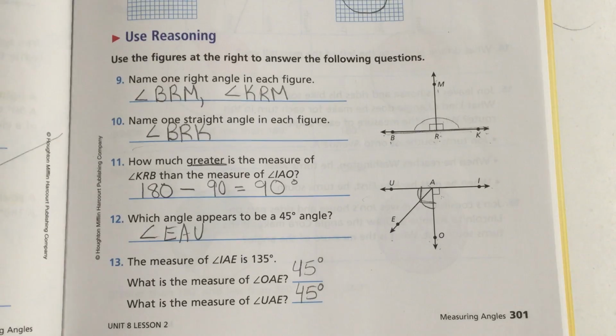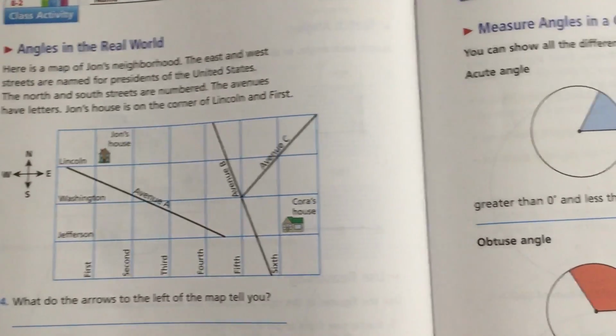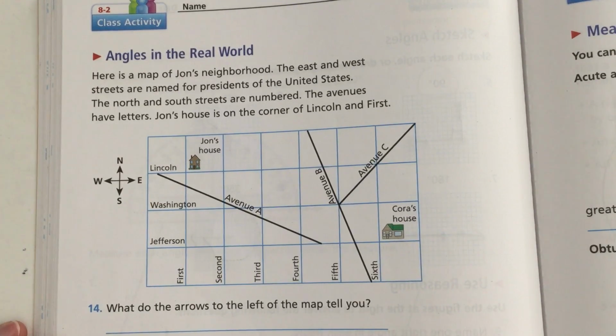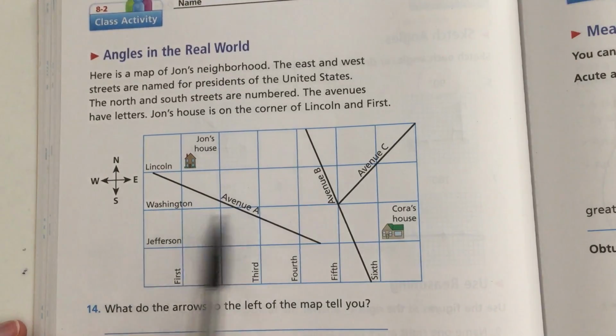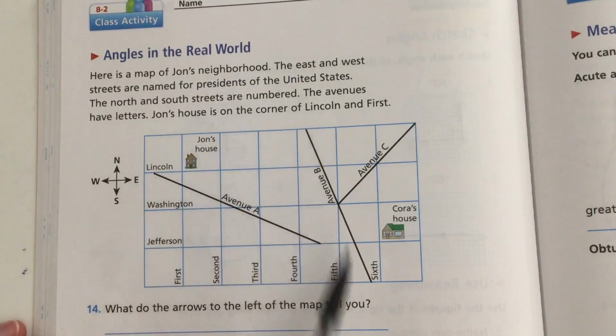All right, so let's go ahead and look at the next page. Here we have a map, angles in the real world. So it's a map of John's neighborhood. I think you'll be doing something very similar to this in your clever assignment today. The east and west streets are named for presidents of the United States, and then the north and south streets, the ones that are going up and down, are numbers, first, second, third, etc.